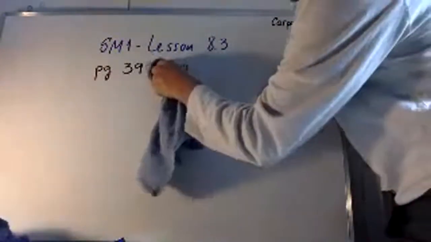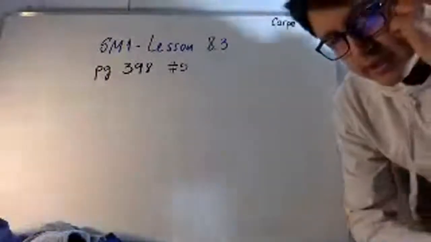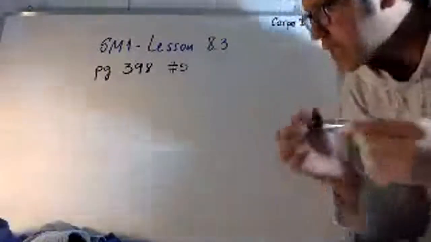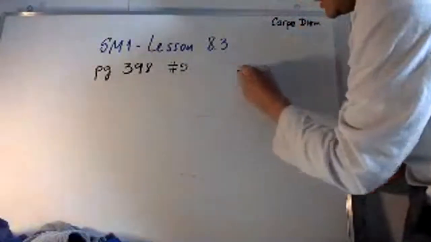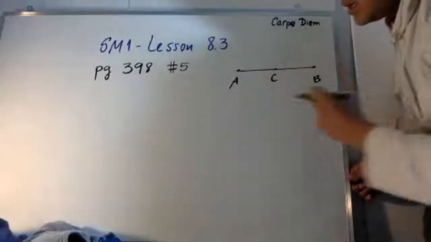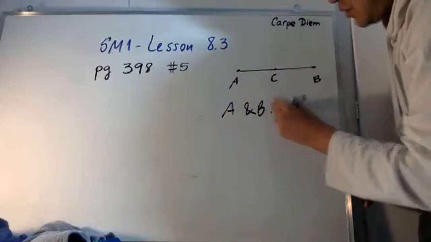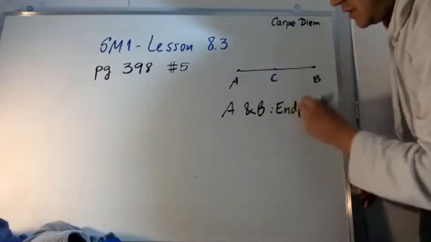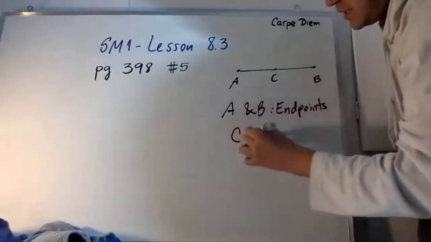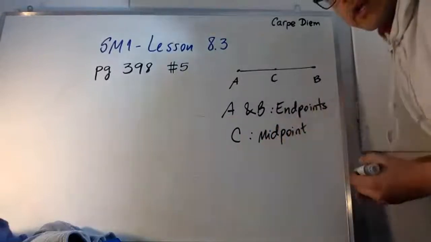So now I'm going to do an exercise. I'm going to go through page 398. We are given the endpoints of a segment. If we have A, B, and C, we say A and B are what we call endpoints, whereas C is what we call the midpoint. Okay, so hopefully now it makes sense to you.